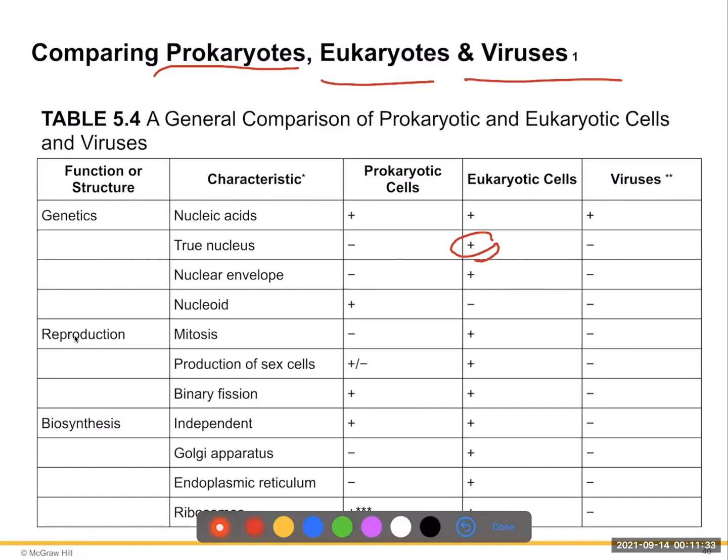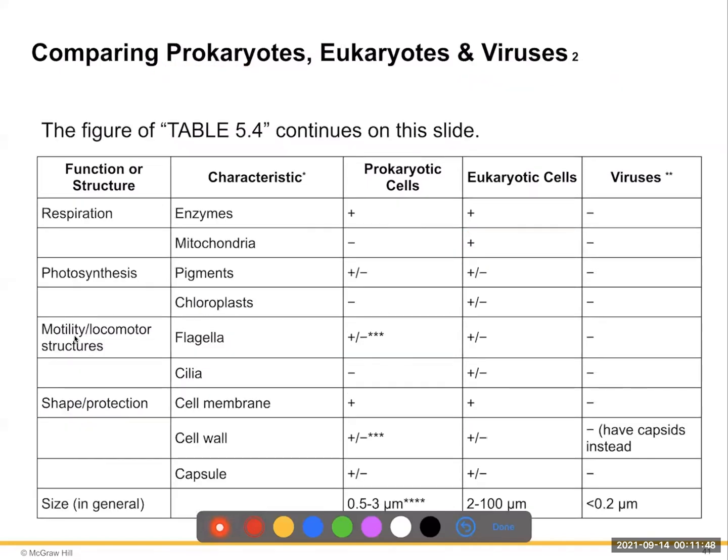Biosynthesis, all the different areas. You can see the viruses don't have any of it. Viruses lack all the material to replicate themselves. They have to use their host cell to replicate. They cannot do it on their own. Different types of respiration, photosynthesis.